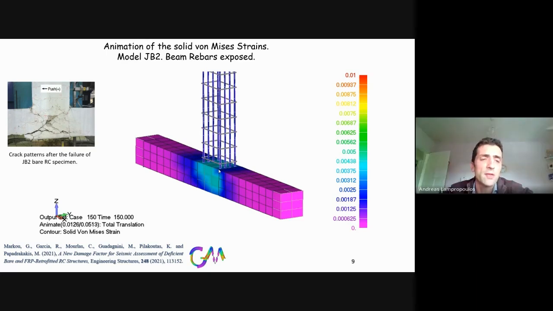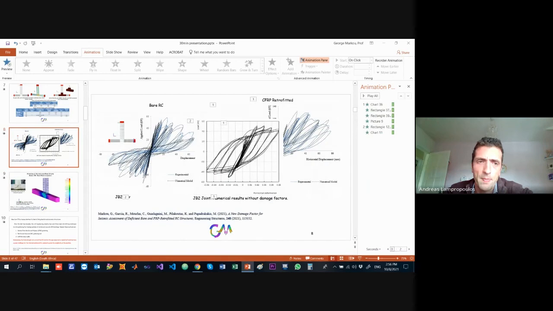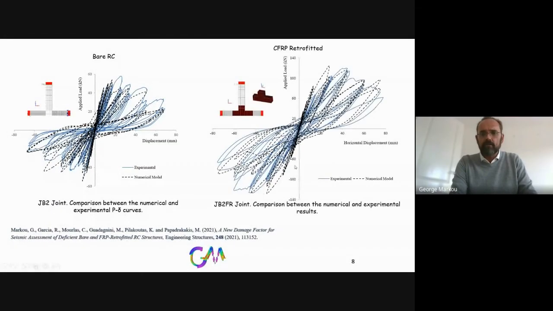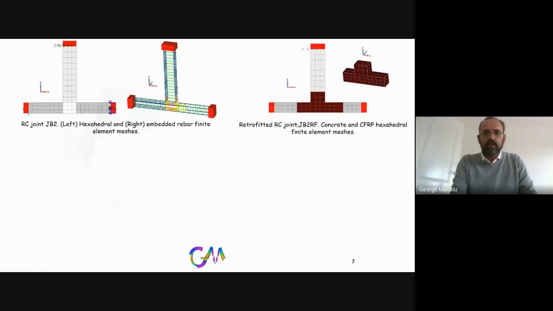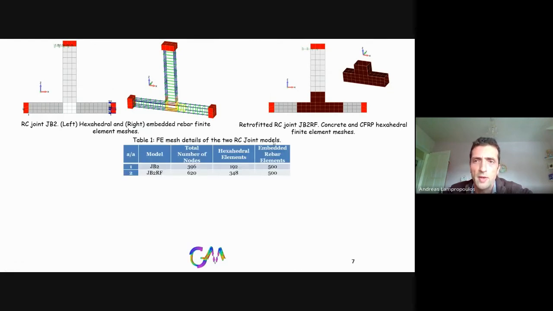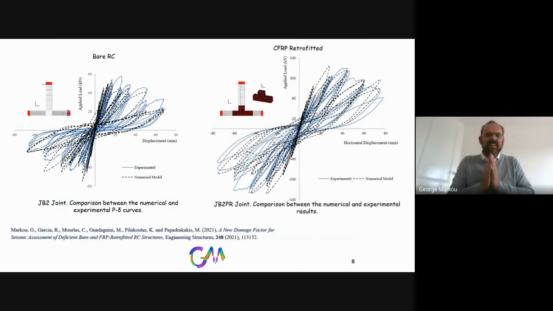Okay, thank you, George. And one last question, if I can. Did you also do the modeling of the strengthened ones in this case? Yes. These are the results over here from the strengthened one. So as you can see, this is the model. In this case, did you model the interface, or did you do anything like that, or was there no need? There was no need, because the failure occurred due to the crushing of concrete and not due to the loss of the strengthening of the CFRP.